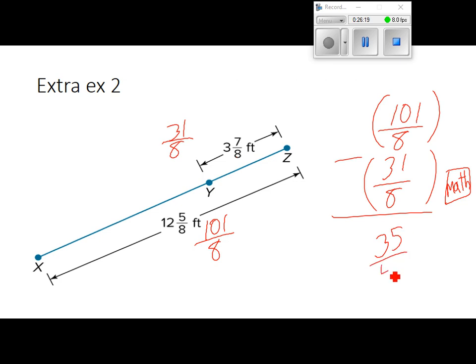35 over 4. The bad thing with these calculators, the big calculators, they leave everything as an improper fraction. So now what we need to do is change that into a mixed number. How many 4s are there in 35? 8. So that's our whole number. 8 times 4 is 32. So how many are left on top here? 3 4s.